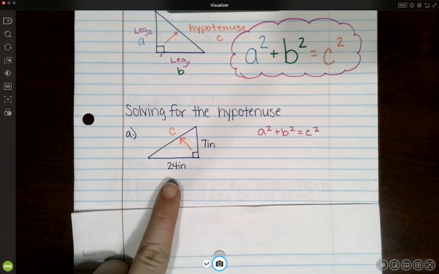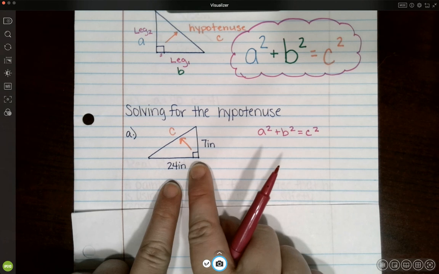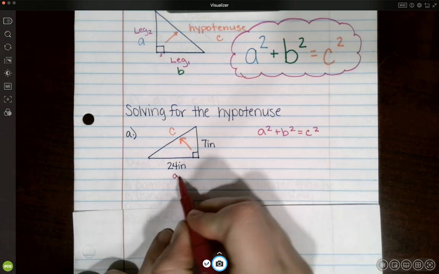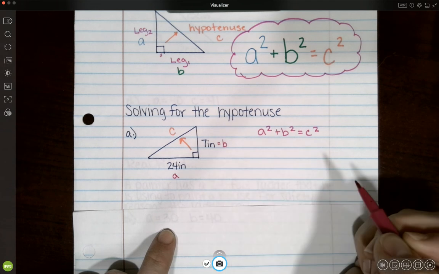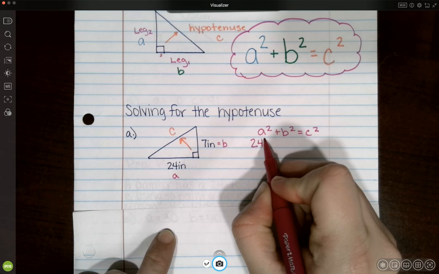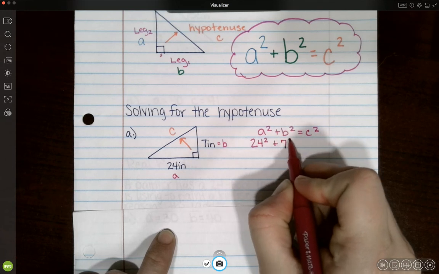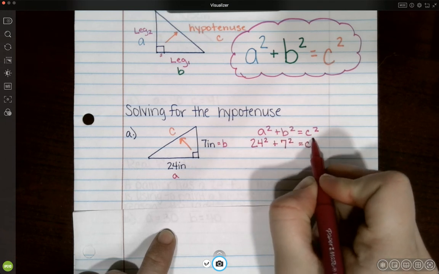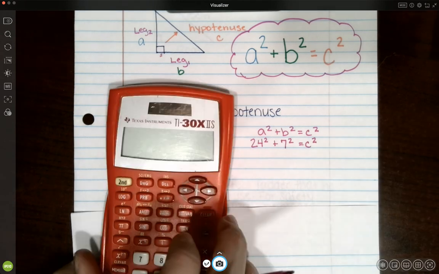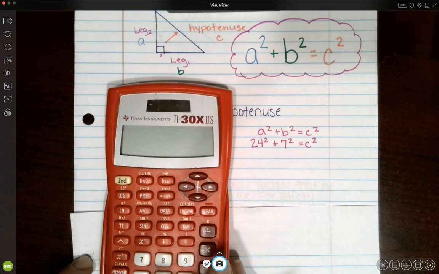Now again, A and B make the 90-degree angle. It does not matter which one you want to label which, but I can put A and B here if that helps me out. So I'm going to fill this in and I'm going to write 24 squared plus 7 squared equals c squared. And now I'm going to have my handy dandy calculator because once that's filled in, it's all calculator work from there.